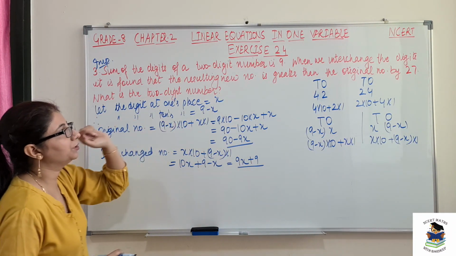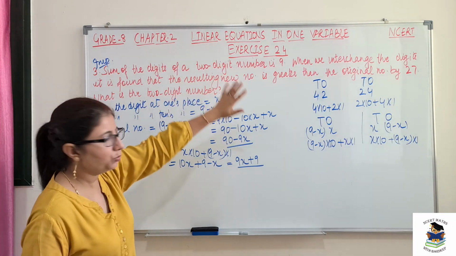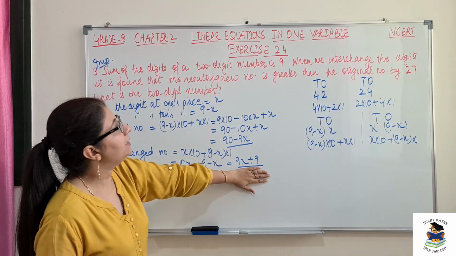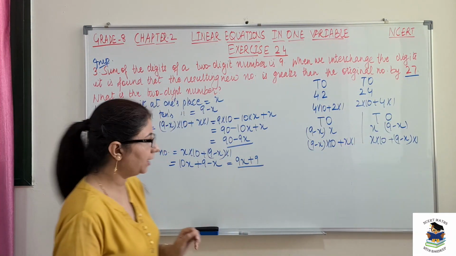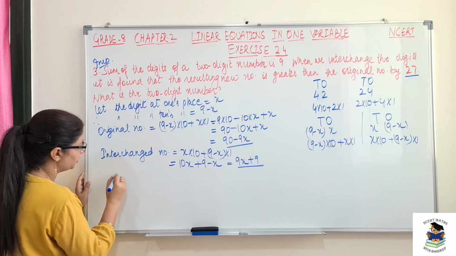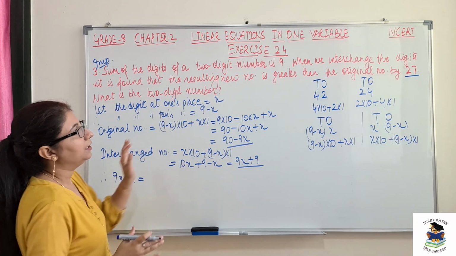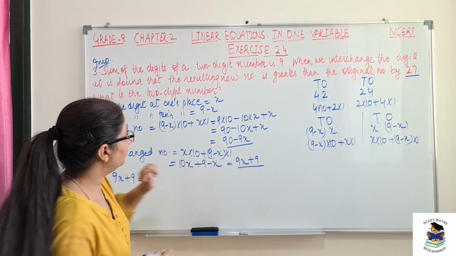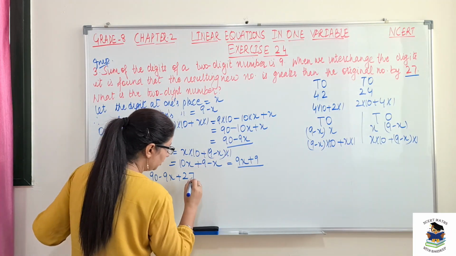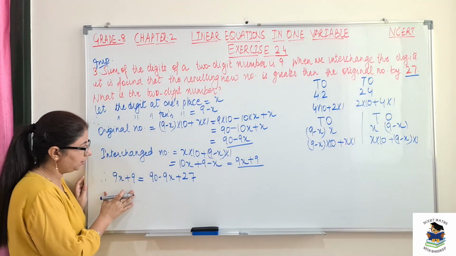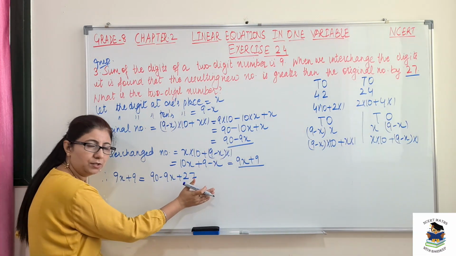So now let's come back to the question. When we interchange the digits, it is found that the resulting new number, so this is my new number, is greater than the original number by 27. So what is my interchanged number? Therefore 9x plus 9. This number is greater than the original number, which is 90 minus 9x, by 27. So that means it is exceeding the original number by 27. So I have added 27 to this part.